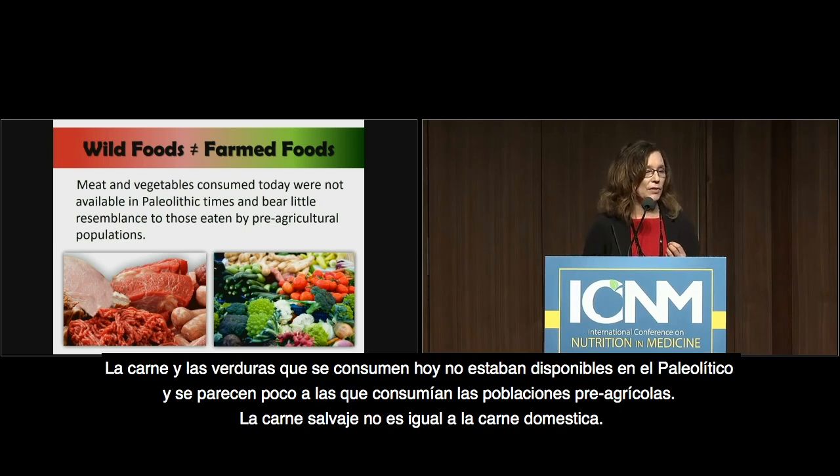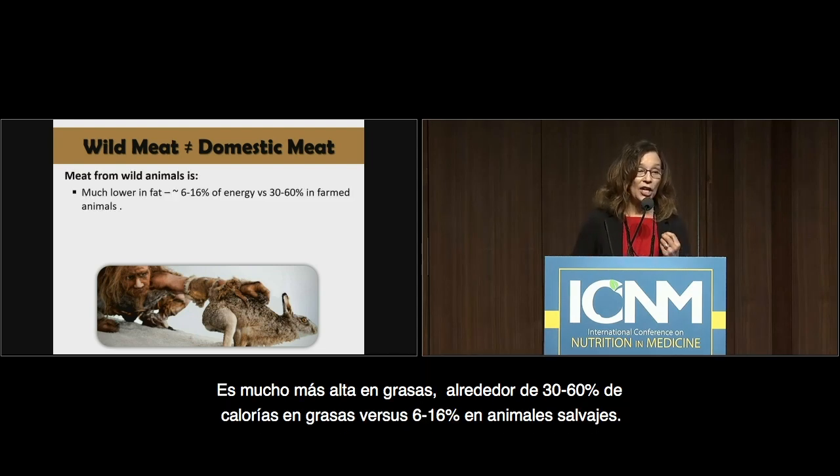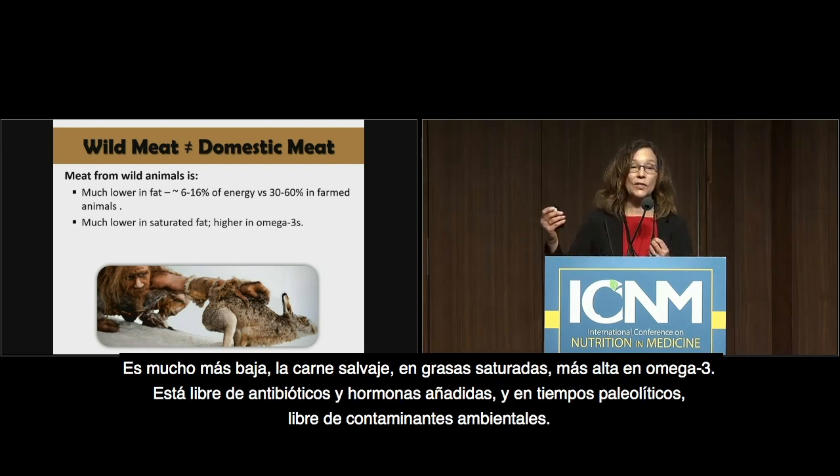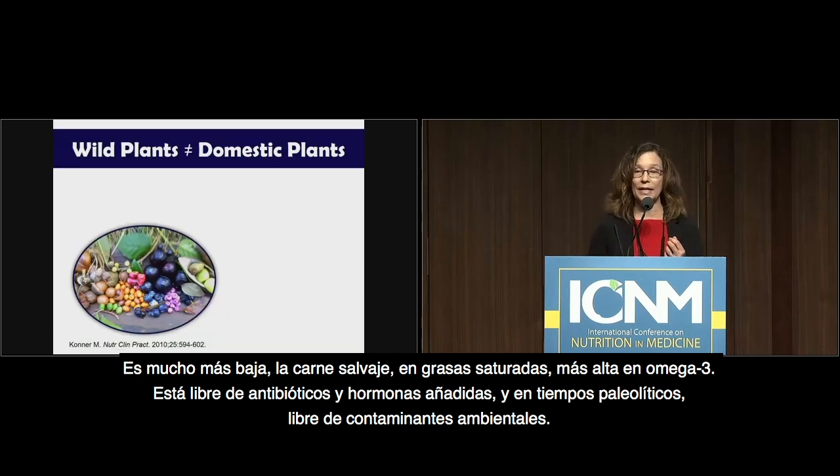Meat and vegetables consumed today were not available in Paleolithic times, and they bear very little resemblance to those eaten by pre-agricultural populations. Wild meat does not equal domestic meat. Domestic meat is much higher in fat, about 30 to 60% of calories from fat versus 6 to 16% in wild animals. Wild meat is much lower in saturated fat, higher in omega-3s. It's free of antibiotics and added hormones, and in Paleolithic times it was also free of environmental contaminants.